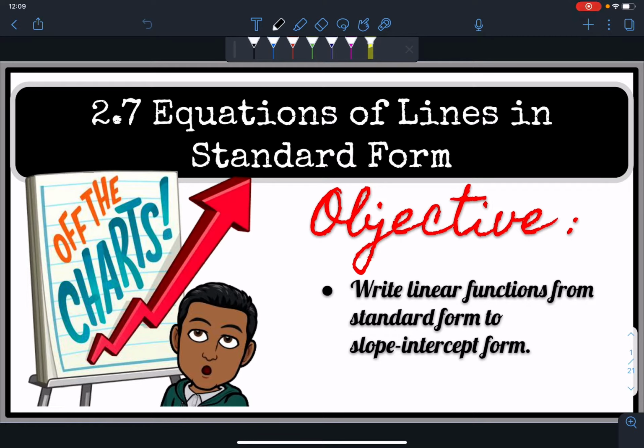In this video, I plan to go over and give you examples on how to write an equation that is in standard form into the slope-intercept form. The purpose of this is to identify the slope of the line. Many times we're interested in identifying the slope of a line, but we don't have it in the slope-intercept form. So I'm going to go over some examples on how to write the equation in standard form into this slope-intercept form.